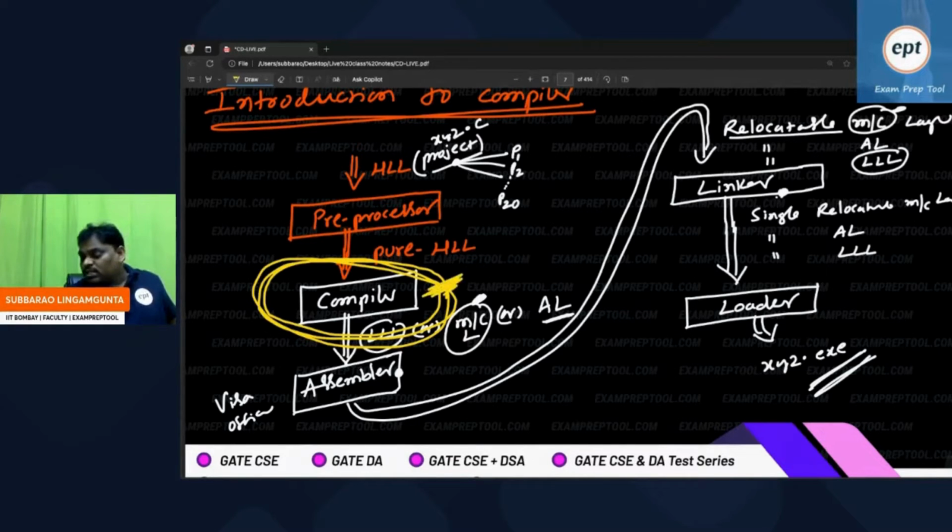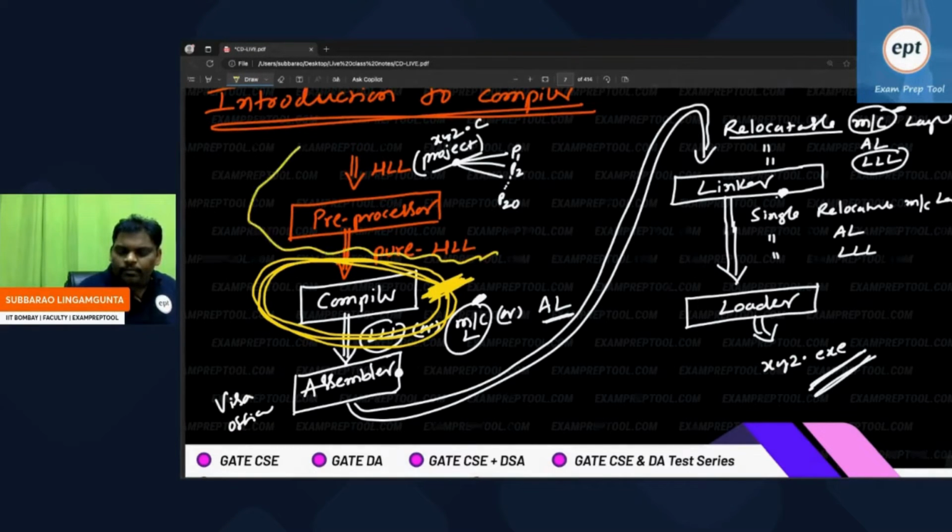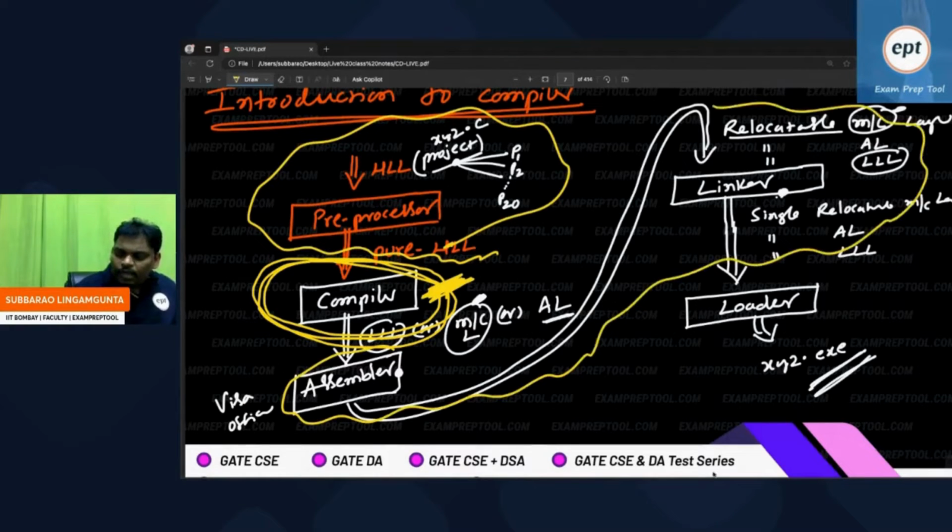But they don't want to trouble the user. When I say compile, only compilation should be done. But it will do a little bit before compilation, and it will do a little bit after compilation also. When I say compile, it has to do only compile, but it doesn't want to trouble the user.